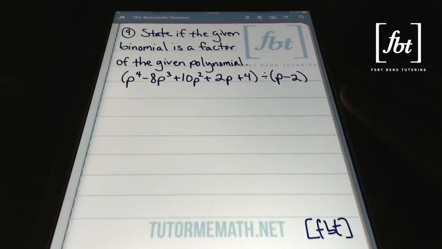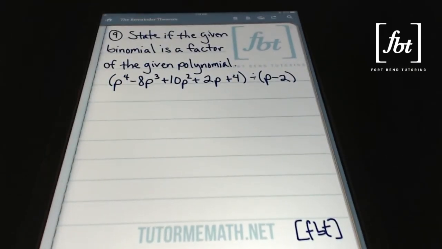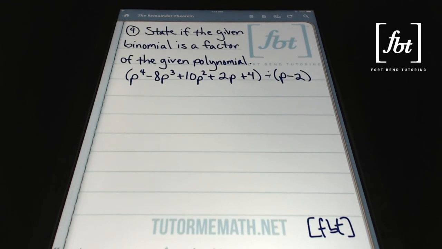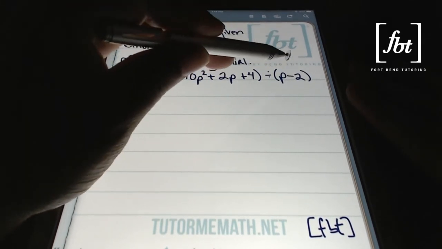Problem number 9. So it says to state if the given binomial is a factor of the given polynomial. So how do we do that, guys? We need to first of all recognize that what they've given us, the divisor here, is in the form of x minus c.